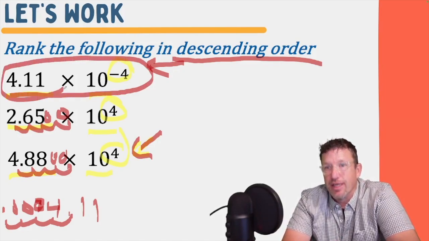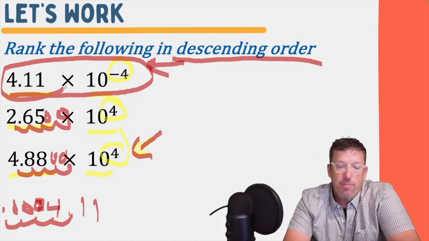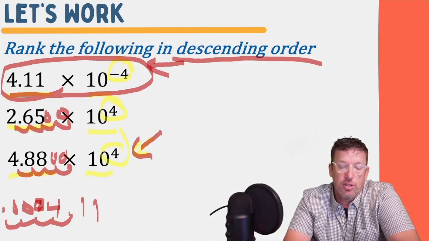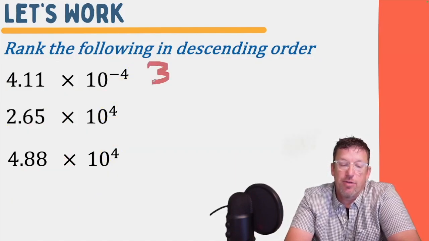We're turning it into a decimal, 0.000411. So that would be third place, all right? Descending order, going from largest to smallest. So I'm going to go ahead and say this is in third place.